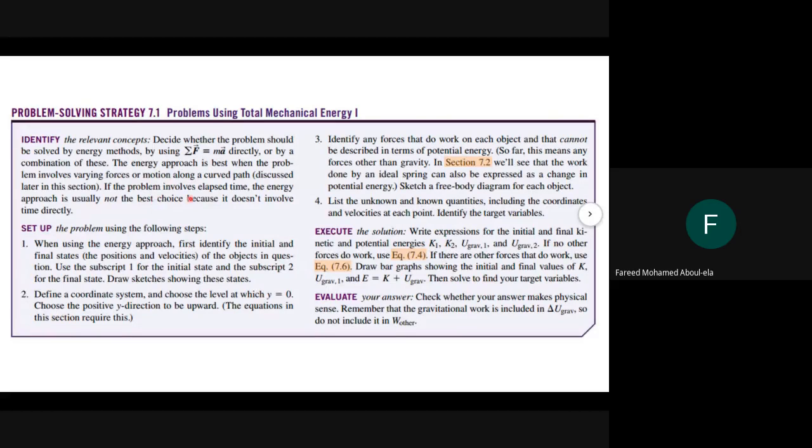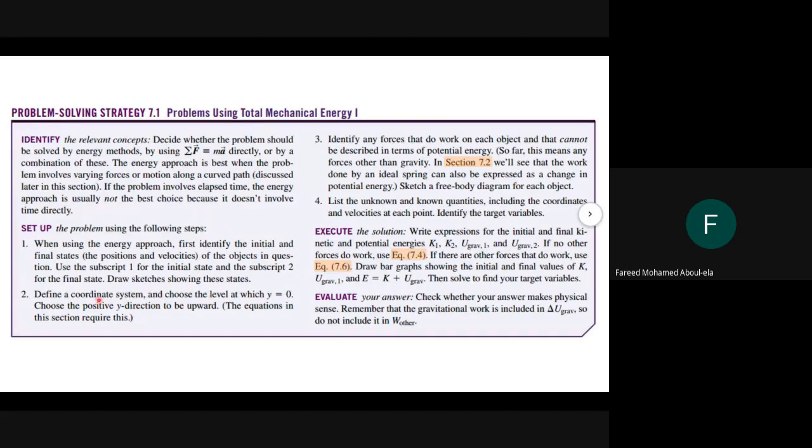Okay, so then after you identify the concepts, you set up the problem. So for example, if you decided that you're going to use energy, then you need to identify initial and final states of the system. And very important in any problem, make a picture. Okay, so you want to draw a picture so that can help you to keep track of all the variables in the problem and all the states in the problem.